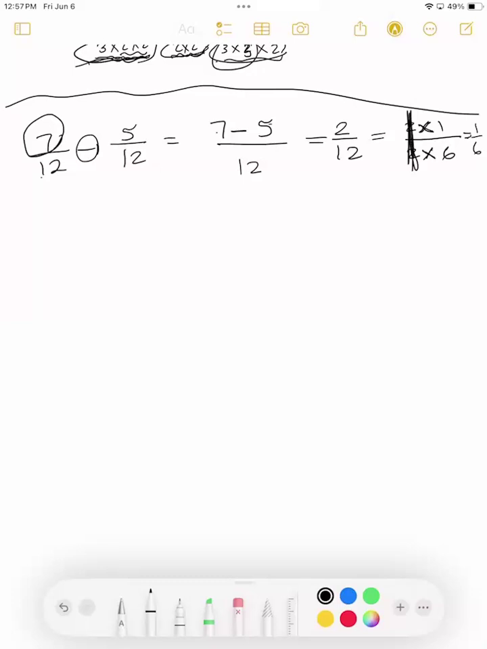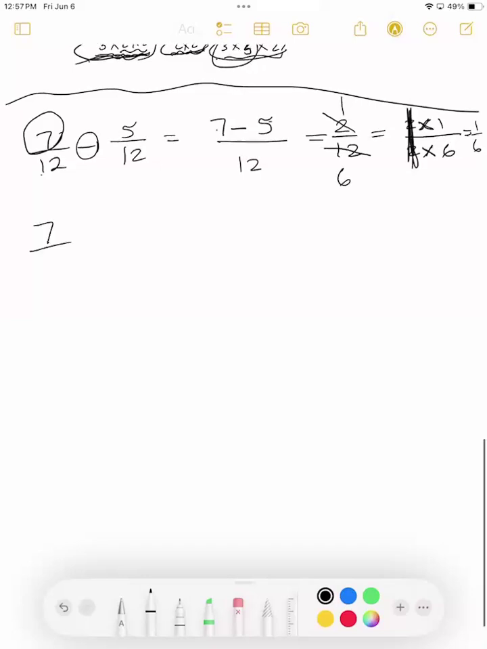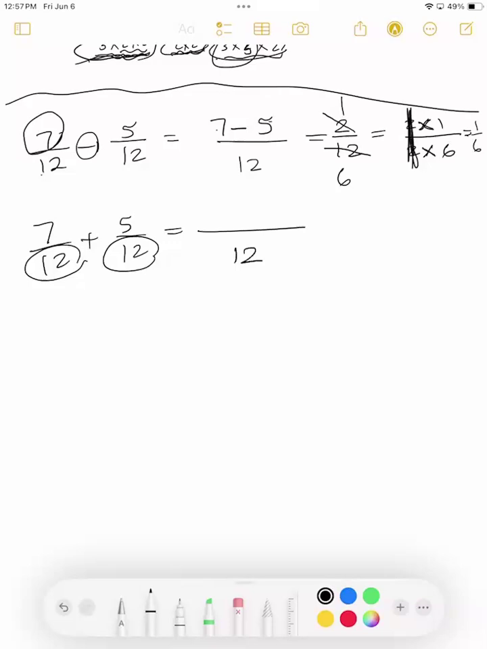Or you used to say 2 goes into 2 one time, 2 goes into 12 6 times, so the answer is 1 over 6. What if this was addition? You do the same thing. Since the denominators are the same, you write one of the denominators, and then you write the numerators. 7 plus 5. 7 and 5 is 12. Anything divided by itself is 1.